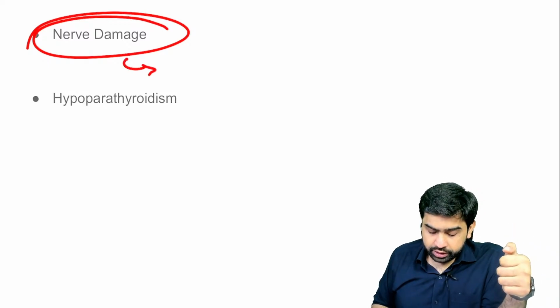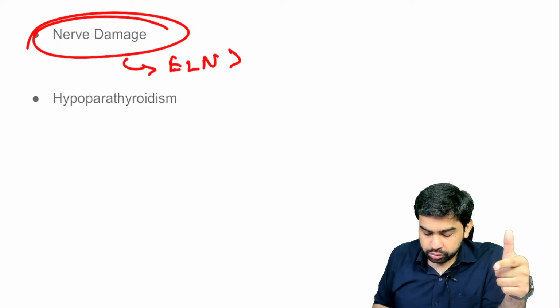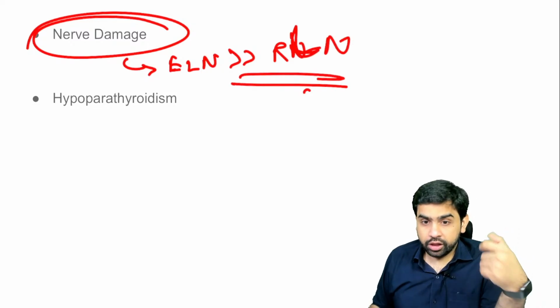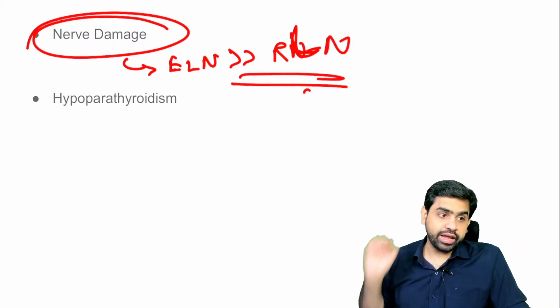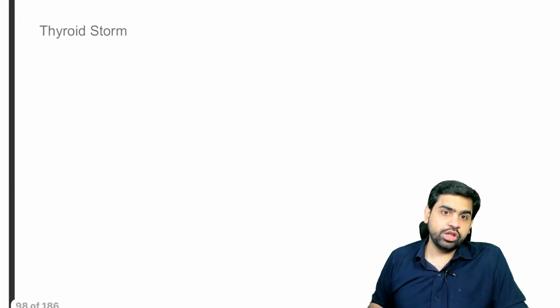The answer over here is external laryngeal nerve. This is much more common than the recurrent laryngeal nerve. Recurrent laryngeal nerve might sound a bit more attractive, but please try to understand, external laryngeal nerve is the most commonly injured nerve in this.